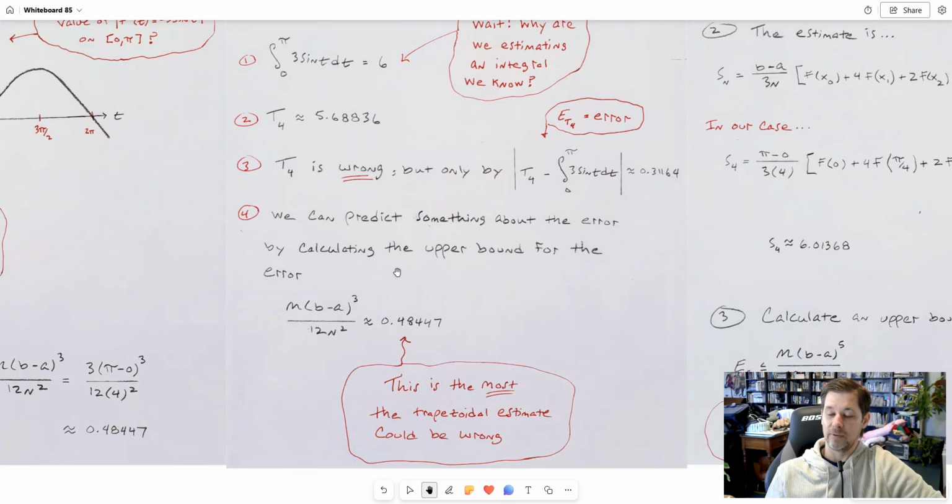If we're going to be working with estimates, there's going to be error. We'll be wrong to some degree. It'd be nice to know something about that. So I can predict an upper bound based on that.